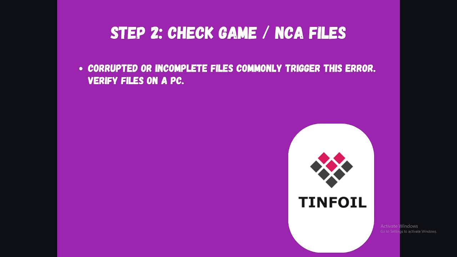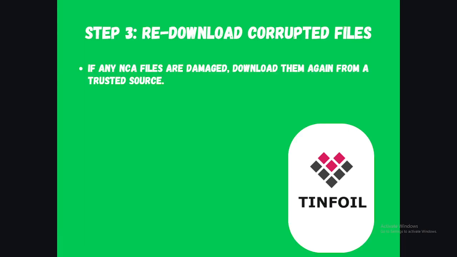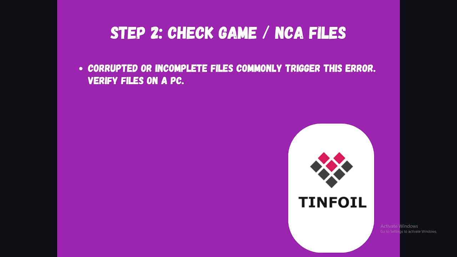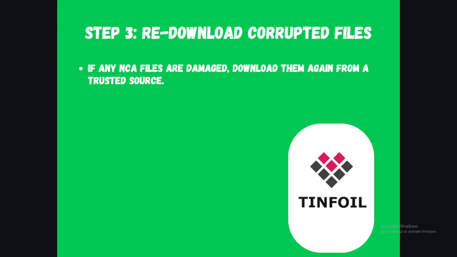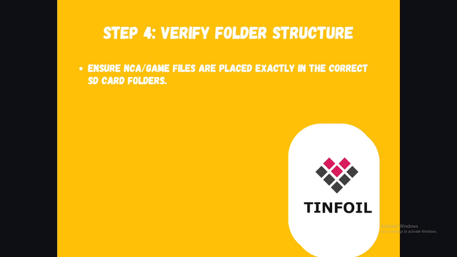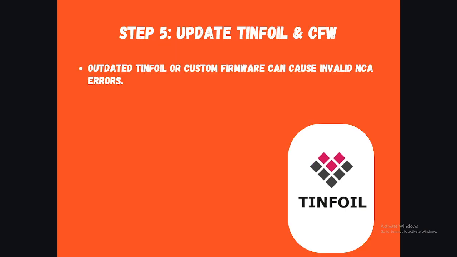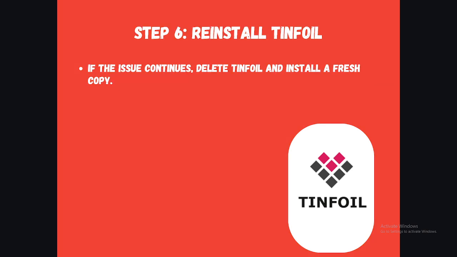The invalid NCA error is often caused by corrupted or incomplete game files. Remove your SD card, connect it to a PC, and verify the NCA files are complete and uncorrupted. If the files are corrupted, re-download them from a trusted source. Make sure the NCA files are placed in the correct folder structure on your SD card, exactly as recommended in the Tinfoil setup guide. Outdated Tinfoil or custom firmware can also cause NCA errors.